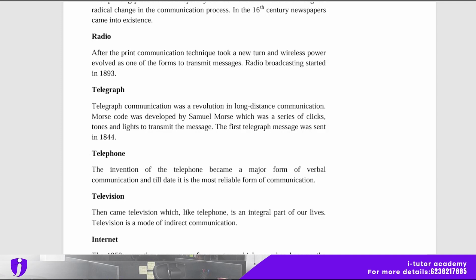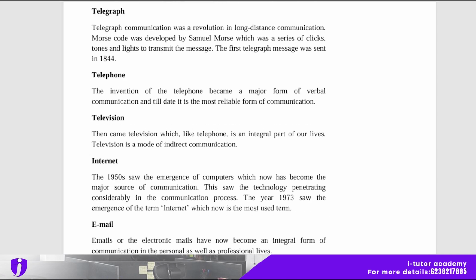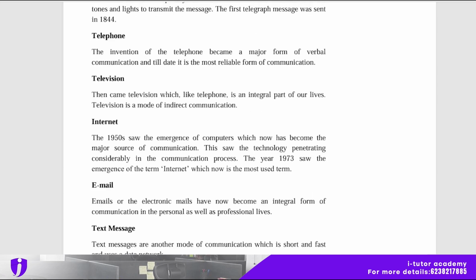Telegraph. Telegraph communication was a revolution in long distance communication. Morse code was developed by Samuel Morse, which was a series of clicks, tones, and lights to transmit the message. The first telegraph message was sent in 1844. And telephone is there, television is there. These are all common nowadays.